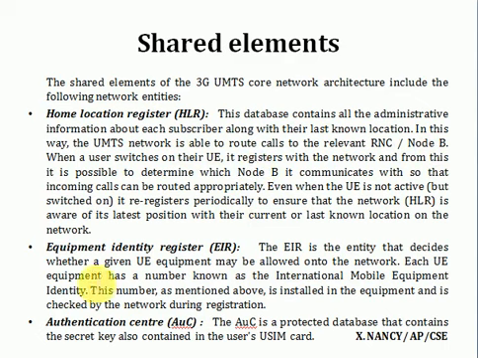Now, equipment identity register. The equipment identity register is to decide whether the user equipment may be allowed to the network. This is used for specifying that the user is an authorized person, the equipment is identified by the mobile stations and so on. Then last is the authentication center. This is a protected database that contains a secret key also contained in the user SIM card. This is a process of authenticating a user. So, this is the overall explanation given regarding our UMTS architecture.